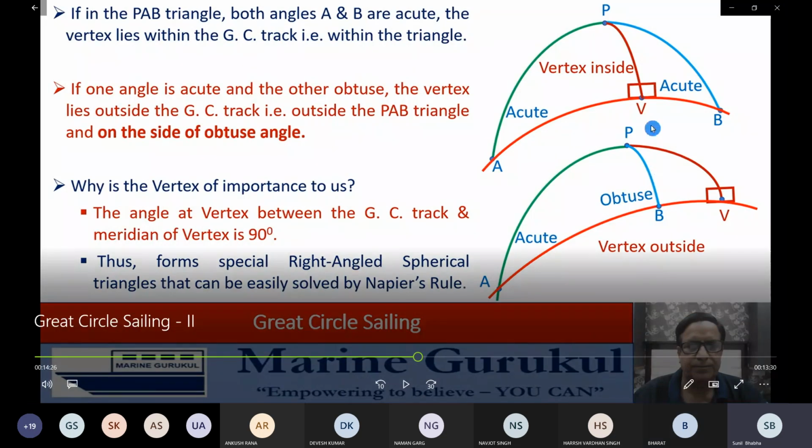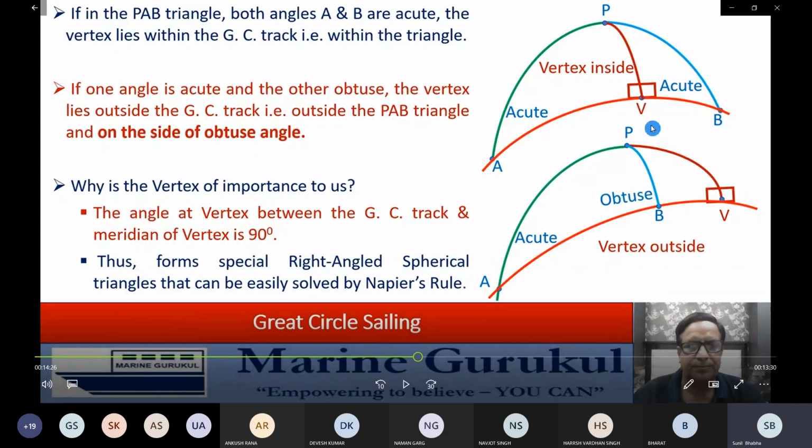So let's continue now. What we are going to see now is the Napier's rules, how to apply the Napier rule, because you see we have a 90-degree angle in our triangle. So these 90-degree angle triangles are called special spherical triangles.